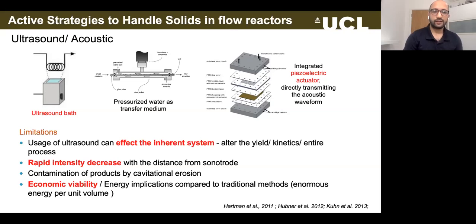And ultrasound is also very energy intensive. So the economic viability of using ultrasound-based reactors in an industrial process is always very difficult. And ultrasound forms microcavities, which can also degrade the reactor. So there are always plus points as well as minus points of using ultrasound.